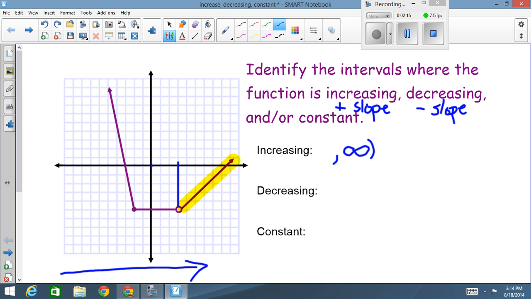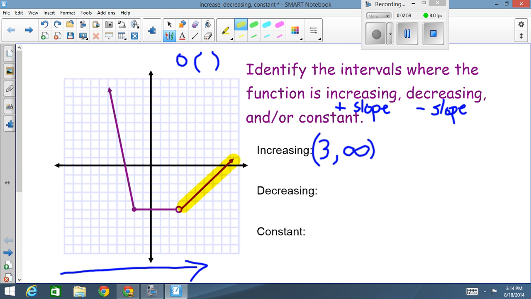So if I count over 1, 2, 3, it looks like this has an x value of 3. So because it has an x value of 3, that means that the increasing portion of this graph starts at 3 and goes up to infinity. Now the question of whether I'm going to put a parentheses or a bracket in front of it, well, that is open. And remember, when it's open, that means it's a parentheses. We do not want to include that point. All right? We'll come back to set notation.